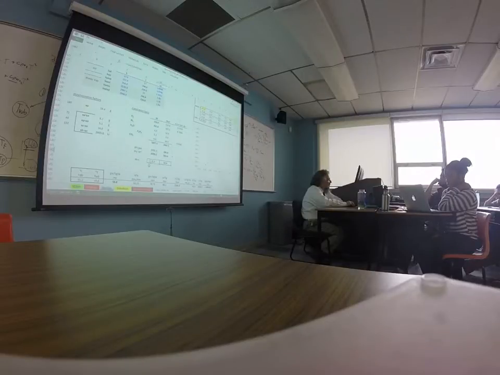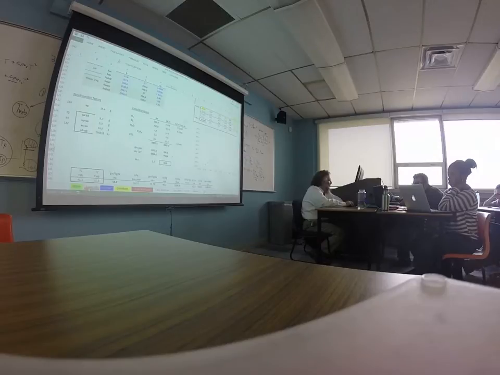So the moisture content went from 2.2 to 10.9 because now we added the water that was produced by the combustion. It's just the chemical reaction. And with that new water content, then we get our new air.